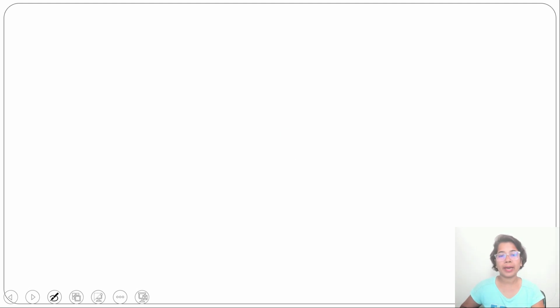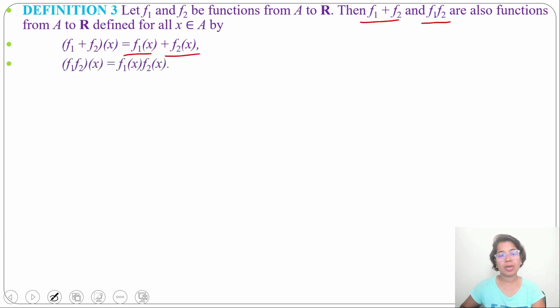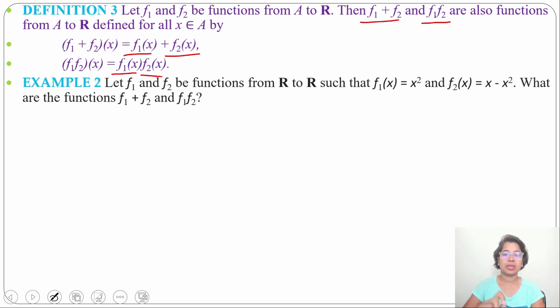Next, how we can do addition and multiplication of functions. Definition 3: let f1 and f2 be functions from A to R. Then f1 plus f2 and f1 multiplied by f2 are also functions from A to R, defined for all x belonging to A by (f1 plus f2)(x) equals f1(x) plus f2(x), and (f1 times f2)(x) equals f1(x) multiplied by f2(x). Let's see one example so that you can understand.